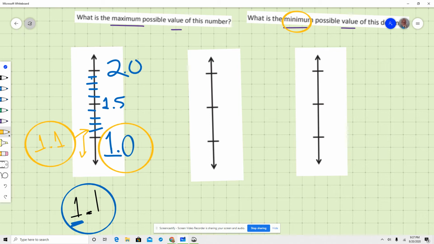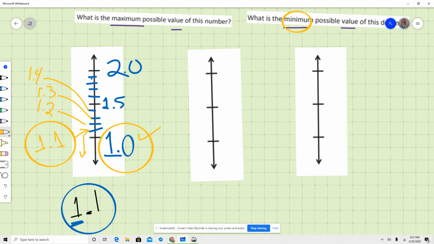Now, what other values can you use to round to 1.0? Well, the other values will be right here: 1.2, the other value is 1.3, and the other value is 1.4. You cannot use 1.5 because 1.5 will round to 2.